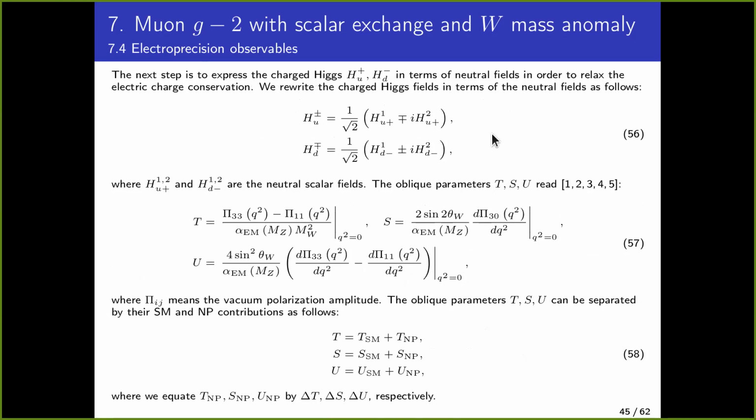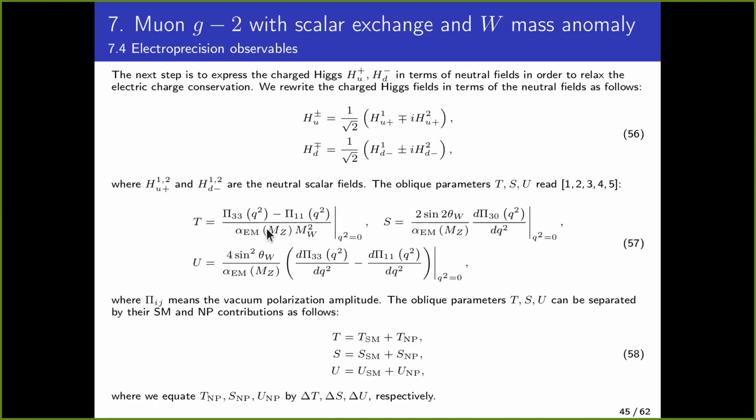One more preparation to investigate the oblique parameters is here. We relax the electric charge conservation by expressing the charged Higgs in terms of two neutral scalars. So this is the up-type charged Higgs, and this is the down-type charged Higgs, and we want to express this charged Higgs in terms of two neutral scalars, as in the W gauge boson. And then we are ready to evaluate these oblique parameters.